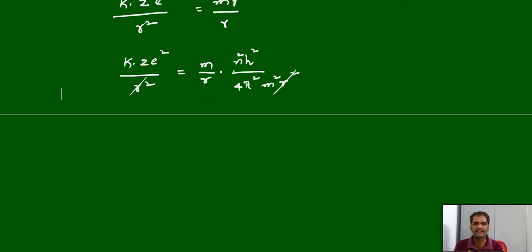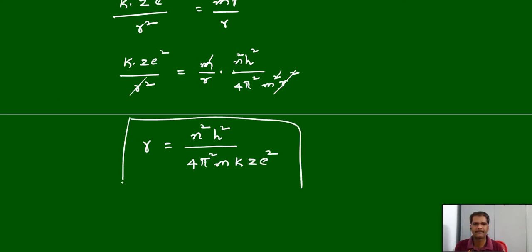We required the radius. So you bring this radius to the left side, then radius r is equal to, this is m, and m square cancels out. Any other parameters, that's it. Then what is left? We are left with n square h square by 4 pi square m k z square, and this is the radius of the particular orbit.